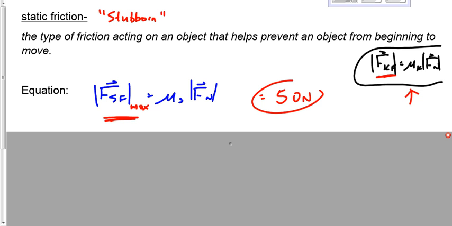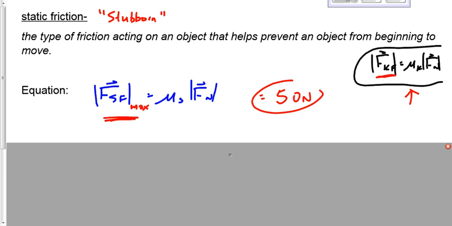Yeah. So can you just like... Well, yeah, that was just the example in this particular example, right? We'd have to calculate the maximum possible value given the coefficient of static friction, which, by the way, will be higher than the coefficient of kinetic friction.